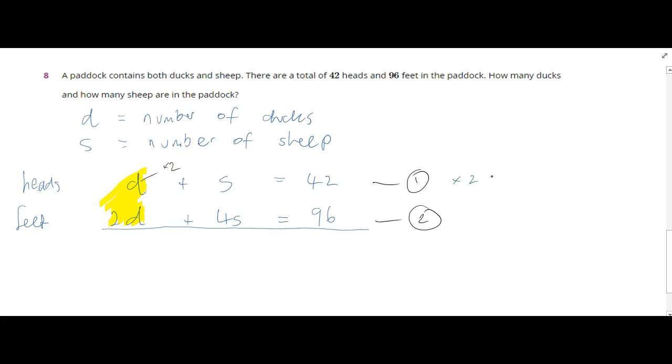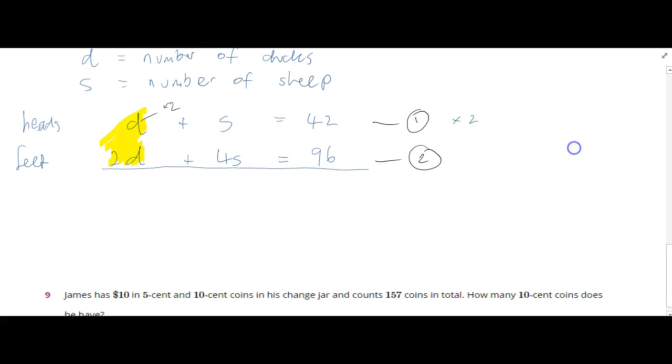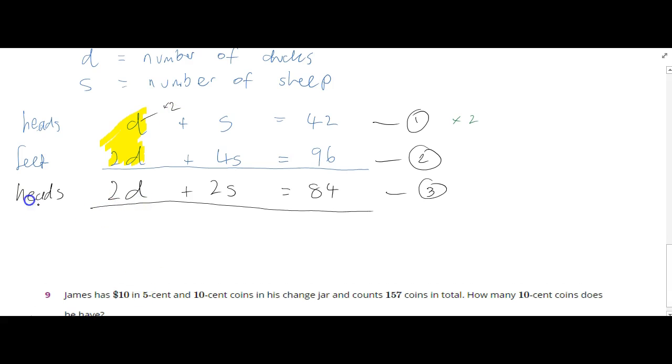I'm going to write it directly under. I'm going to times this whole equation by 2. I get 2D plus 2S equals 42 times 2, which is 84. I'm going to call that equation 3. So I've got 2 equations now. I've just popped it under because it doesn't matter what we take away from what. In this case, 2D take away 2D is going to cancel out. 4S take away 2S is going to equal 2S, and 96 take away 84 is going to equal 12.